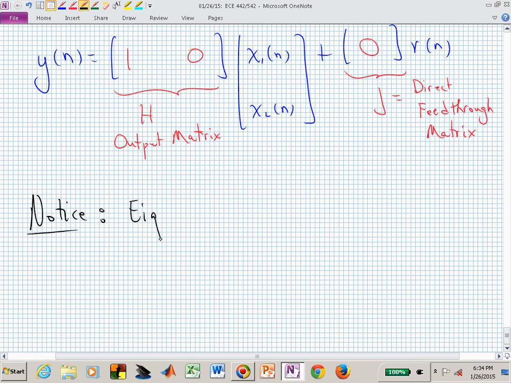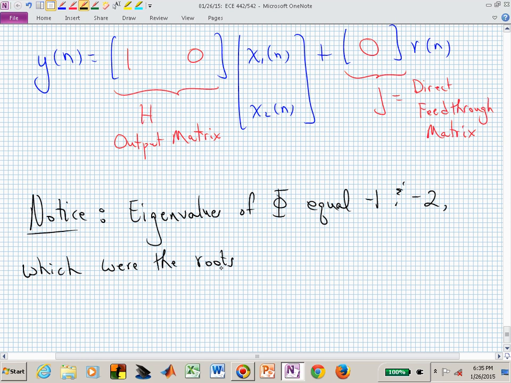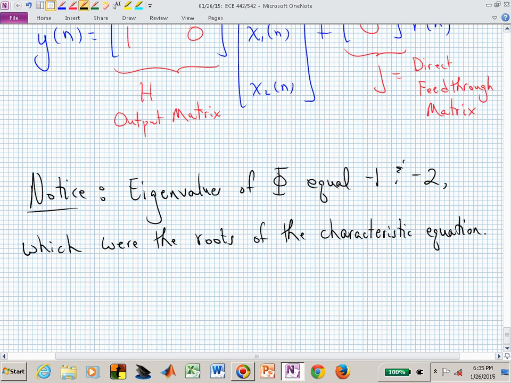Notice the eigenvalues of the system matrix phi actually equal -1 and -2, which were the roots of the characteristic equation that we found when we were solving that homogeneous difference equation, if we looked at it from this state space representation.